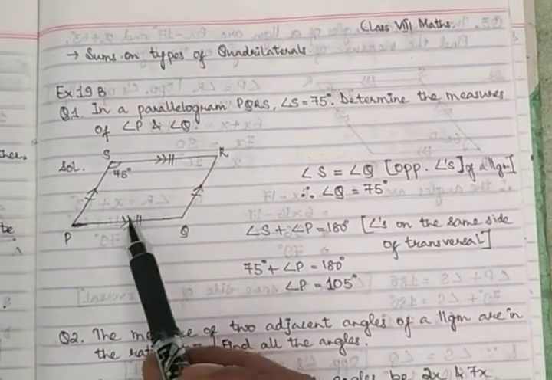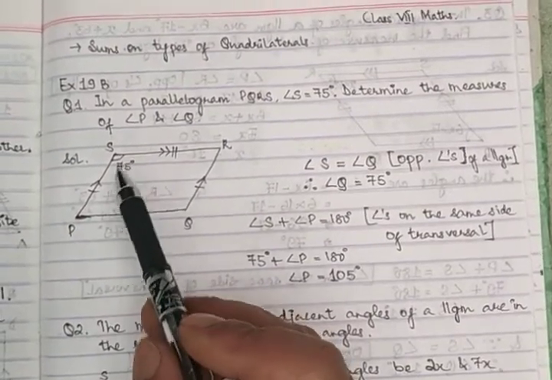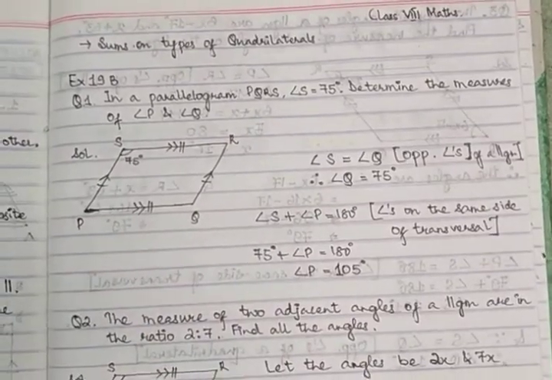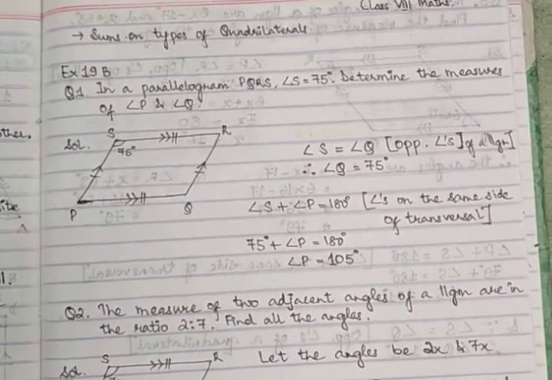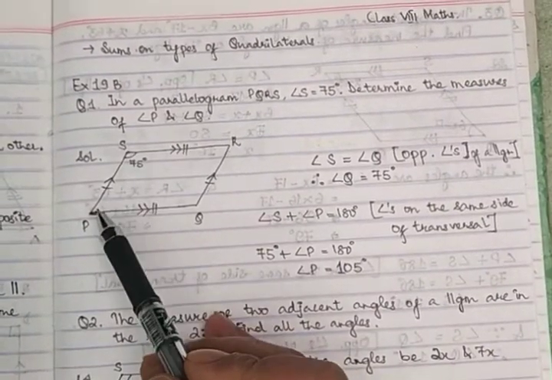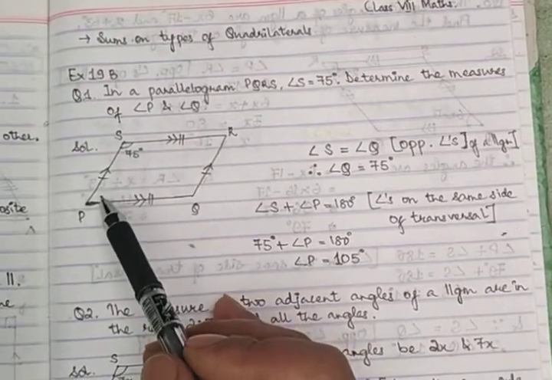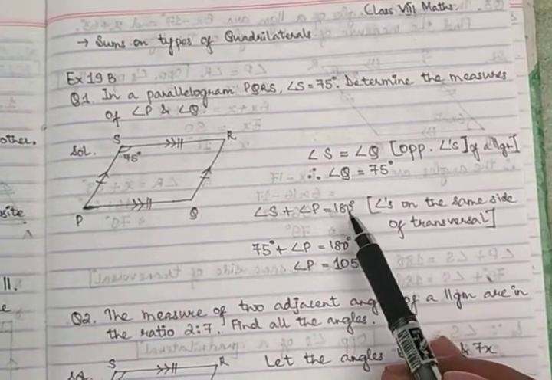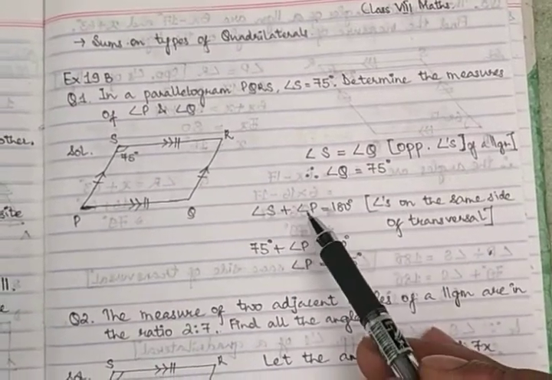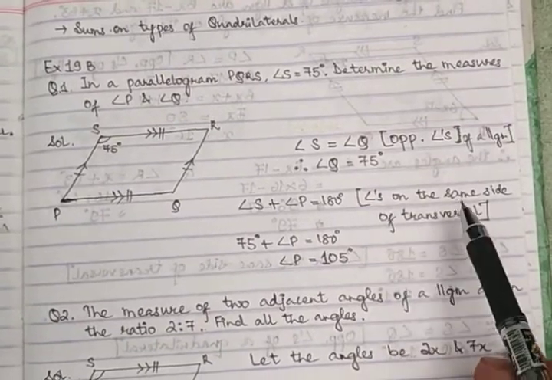Now, what did we learn in the parallelogram? The sum of interior angles on the same side of a transversal is supplementary. That's what we have known, isn't it? So we need to find angle P afterwards. Angle S and angle P, the sum will be equal to 180 degrees. And reasoning, as I have already said, is very important. So angle S plus angle P equals 180 degrees. The reason is angles on the same side of the transversal.